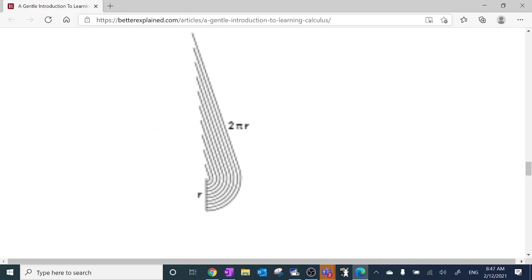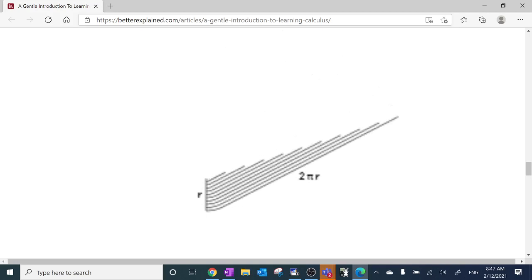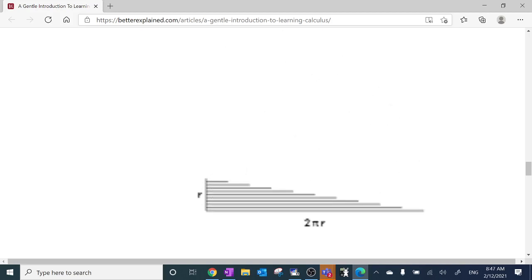Right? The outside one is 2 pi r, the circumference of the circle. And the radius is, of course, r. And if you unroll all of those rings, what do you get? You get kind of a jagged triangle.